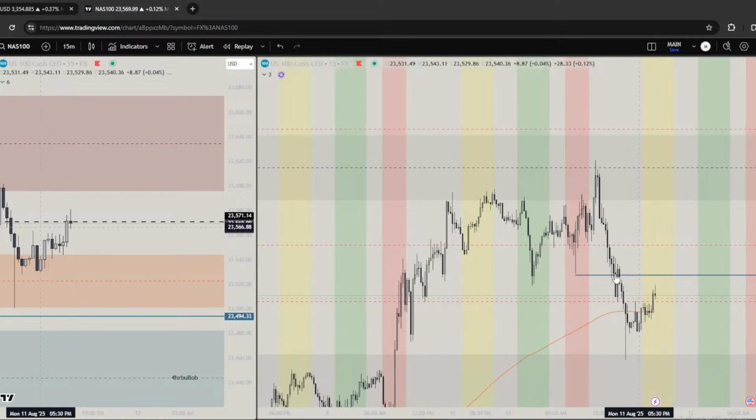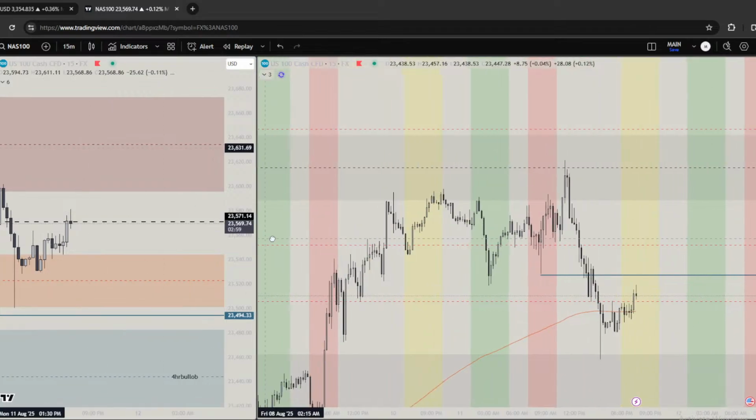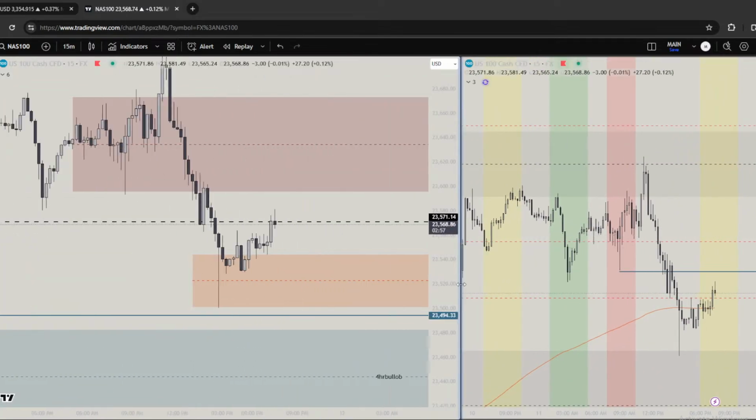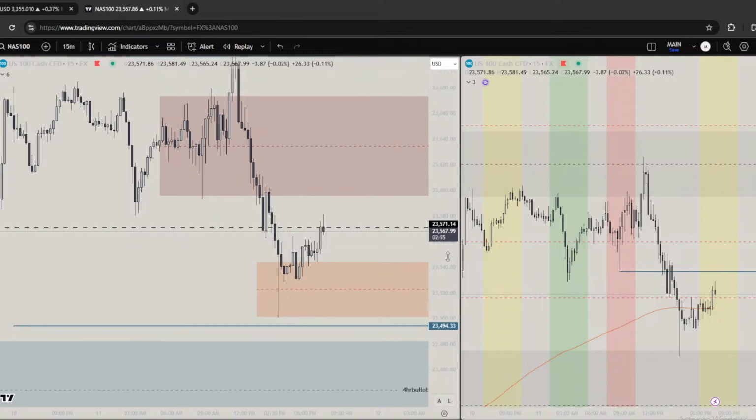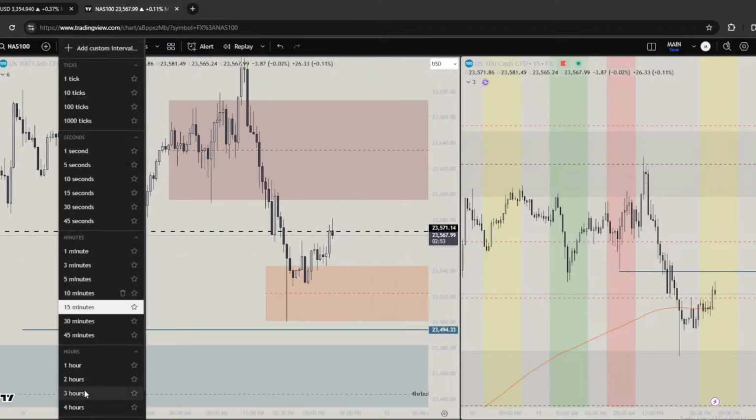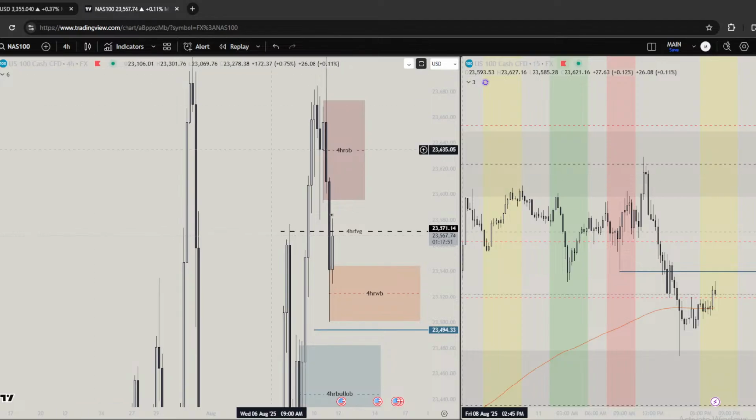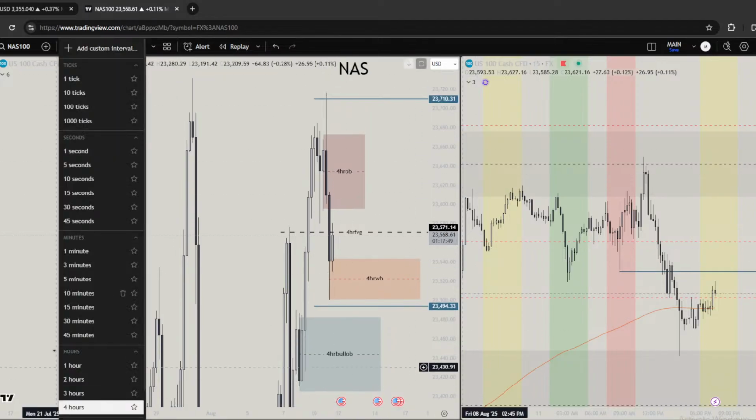I ain't gonna fake it. I still see Nas expanding up higher before it drops back down because I still see gold shorting. I'm about to look at gold in a second too, but I still see Nas expanding.